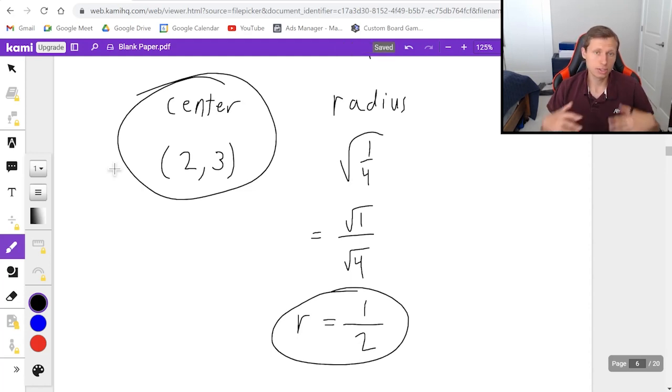So there we go. There's some really good examples on how to solve the equations for circles, how to graph them, and even how to complete the square in order to find the radius and center of a circle.